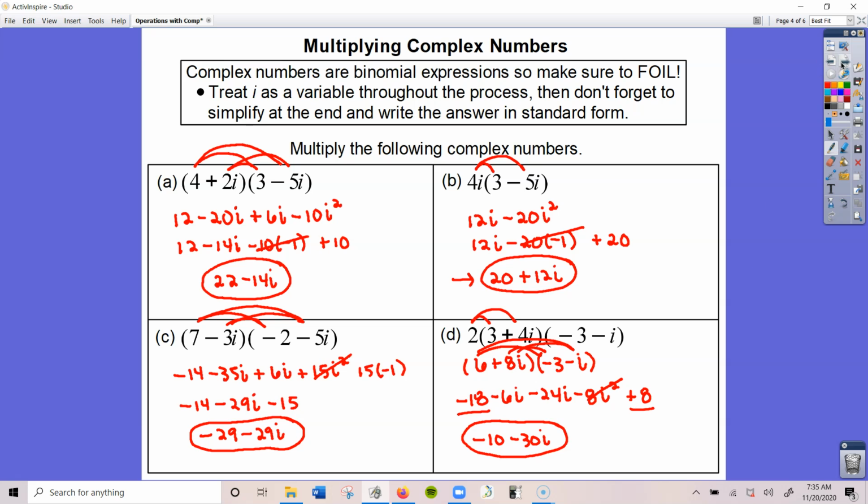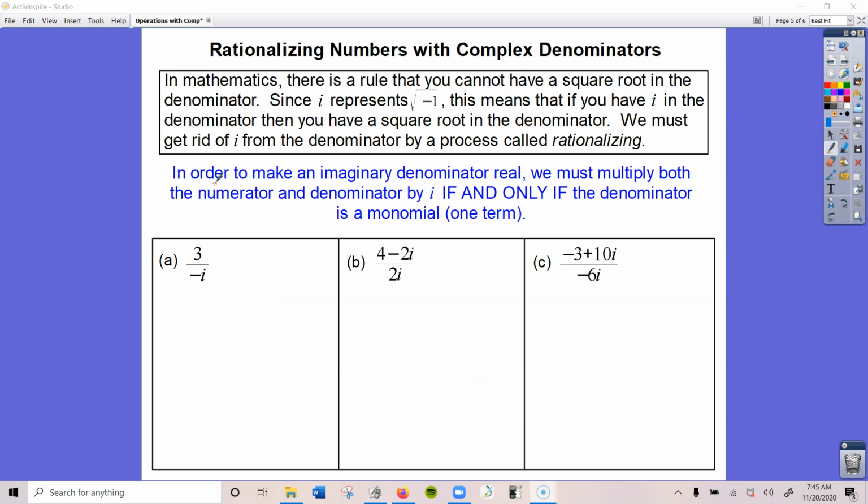Now let's have a look at dividing. That's our last operation. Now when we're dividing complex numbers, we're not actually going to divide. What we're doing here is called rationalizing. The reason for this is that when you have i in the denominator, i, remember, represents the square root of negative 1, and we can never have a square root in the denominator. Also, if you think about it, i is not a real number.